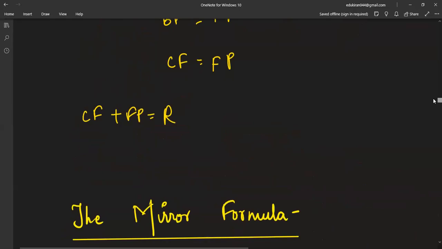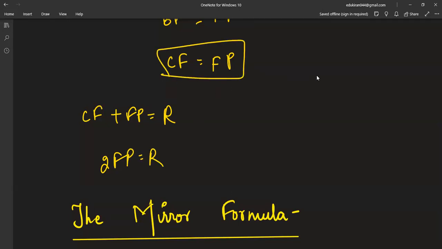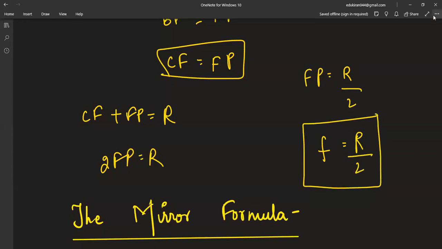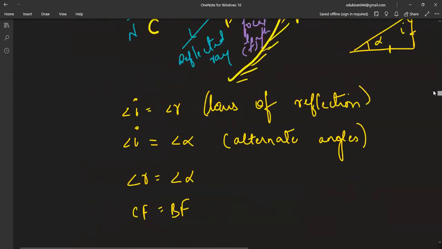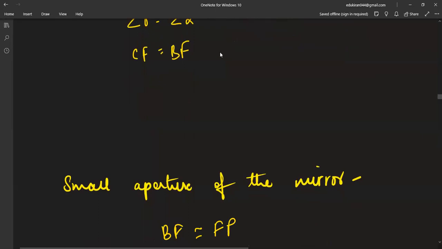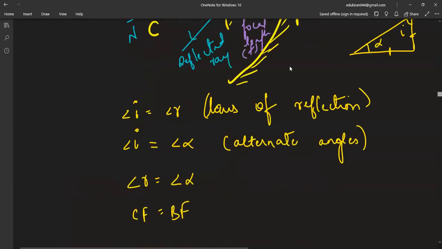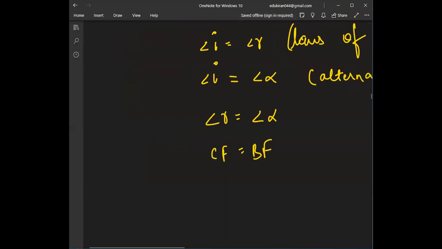You can see here, I can write it as 2 times FP is equal to R, because CF is equal to FP already. So FP will be equal to R by 2. What is FP? FP is the focus. Focal length is equal to radius of curvature by 2. This is a formula which you have to remember. And this is the first derivation of this lesson, which you all have to remember. All the questions will be solved by this starting part.